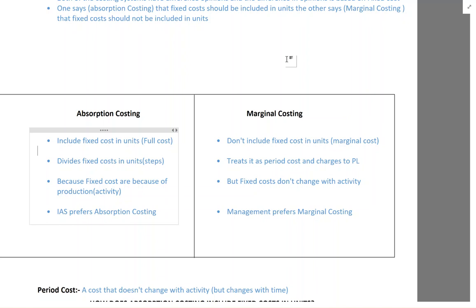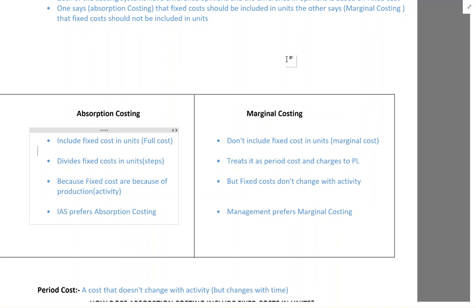Now, fixed absorption costing says include fixed costs into units because fixed costs are because of units. For example, if we are paying rent for the factory, we are paying that rent because we are producing. If we were not producing, we would not be incurring that cost. If we didn't have a factory, we wouldn't pay for the rent. Even though it doesn't change, the main reason we have to pay is because of the production. So absorption costing says that is why it should be included.